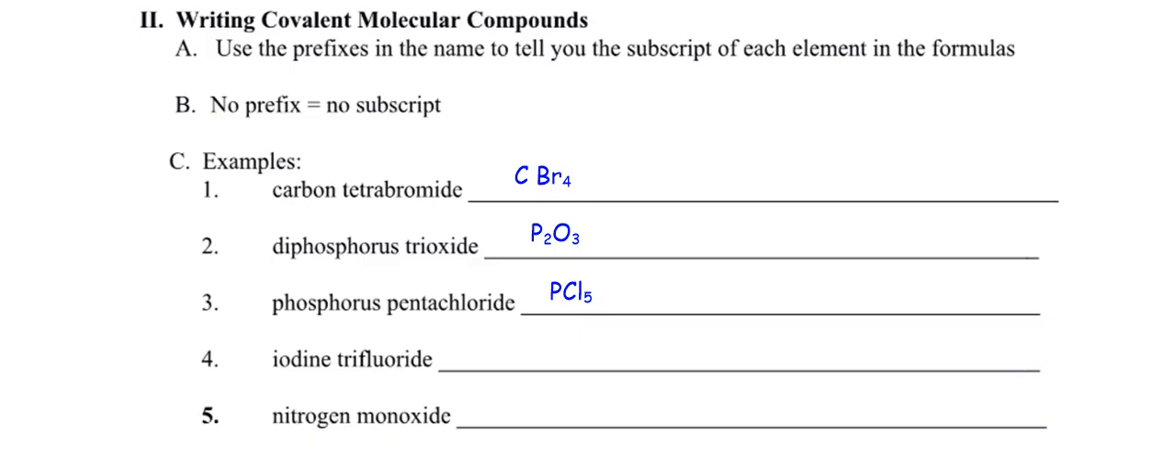How about the next one? Did you get IF3? I did. Iodine trifluoride. 1 iodine, 3 fluorines. How about the last one? Want to do this one? No. Get it? All right. So anyway, nitrogen monoxide is NO. So anyway, that is all there is to covalent.